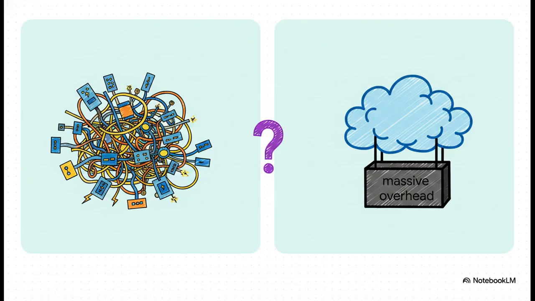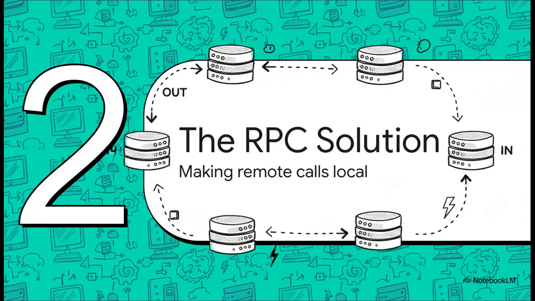On the other extreme, you have things like distributed shared memory, which are way easier to use but often have a ton of overhead and get really messy when things fail. We need something in the middle. And that perfect middle ground, that really elegant solution, is the remote procedure call, or RPC. The whole goal of RPC is to make calling a function on another machine feel exactly the same as calling a function right there in your own code.